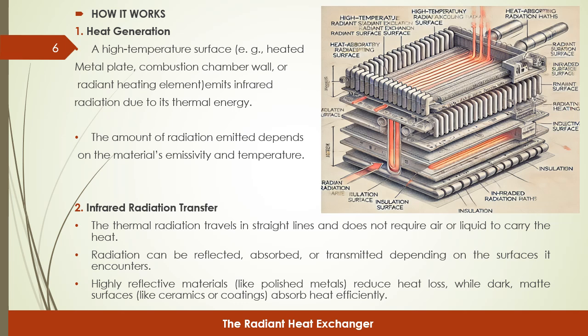In the second process, infrared radiation transfer, there must be transfer of heat between the two mediums, and the mode of heat transfer in the radiant heat exchanger is the radiation process. The thermal radiation travels in straight lines and does not require air or liquid to carry the heat. Radiation can be reflected, absorbed, or transmitted depending on the surfaces it encounters. Highly reflective materials like polished metals reduce heat loss, while dark surfaces like ceramics or coatings absorb heat efficiently. That is the infrared radiation heat transfer.